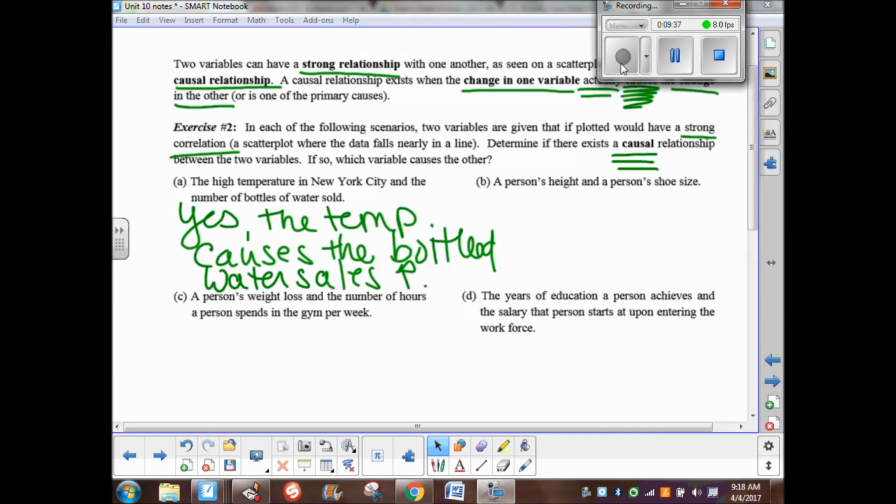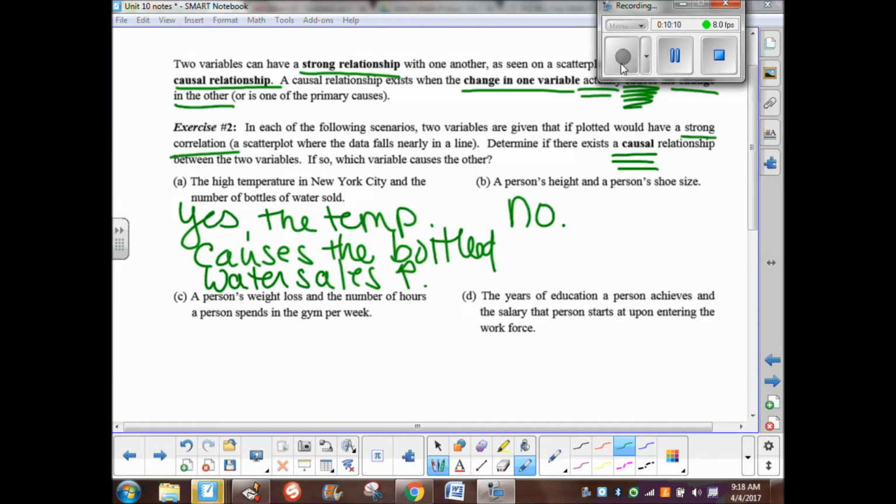A person's height and a person's shoe size. Does one cause the other to happen? We know that they are correlated. We know that there's a strong positive correlation, that as people get taller, generally they have bigger feet. But is the person's height causing their feet to grow? No. They're correlated, definitely, but one is not causing the other to happen.